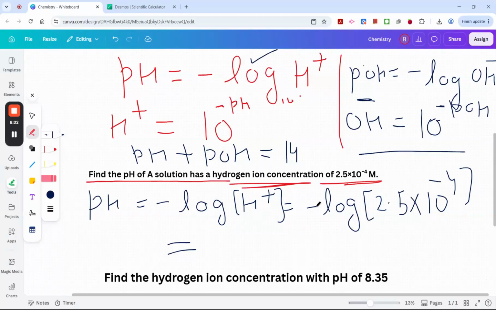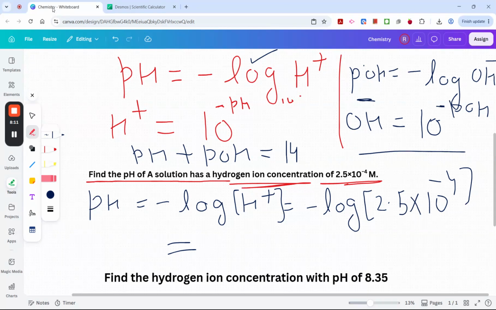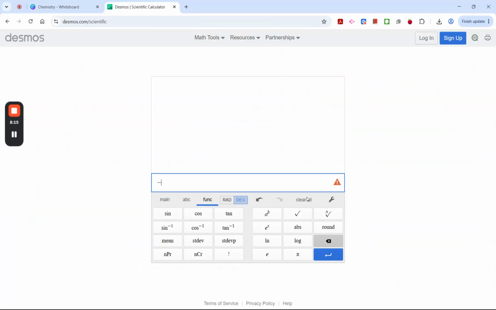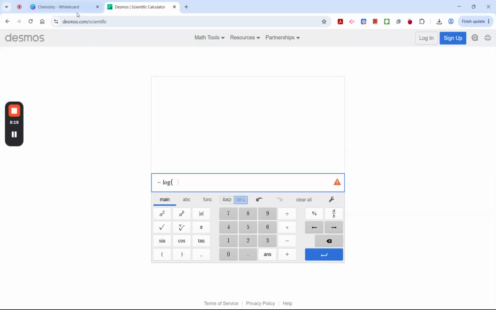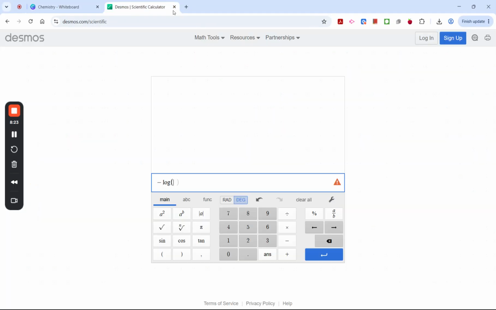So first is your negative. I will show you. Go negative, then it's log. Go to the function tab, find log. Here we go. Go to the main. You need the values now. Values are 2.5, 10 raised to the power negative 4.